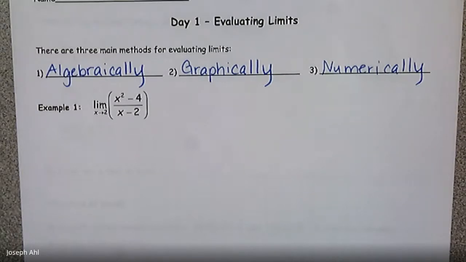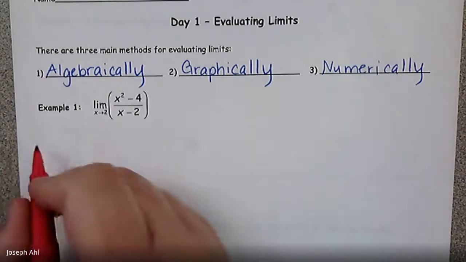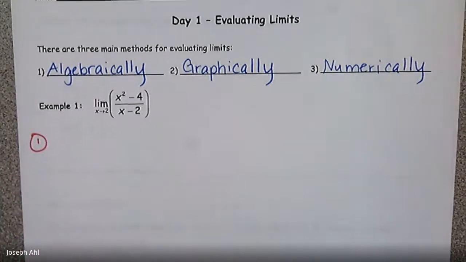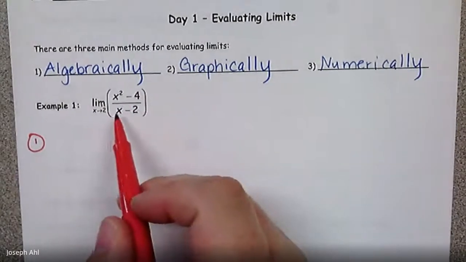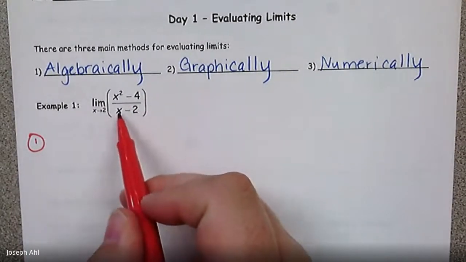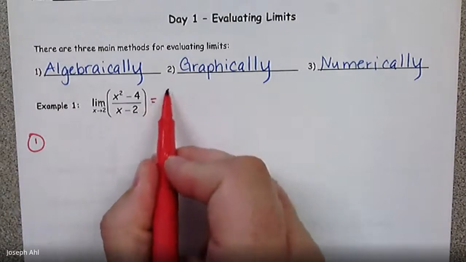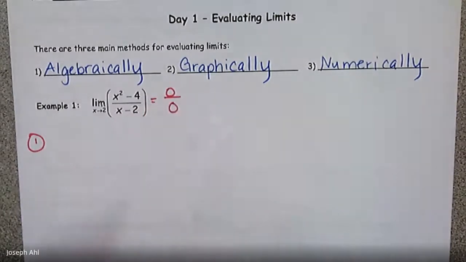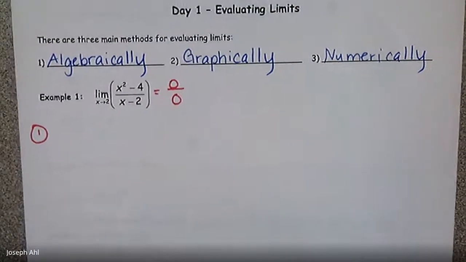If we take a look at these 3 approaches just for this first example, let's look at algebraically first. The limit as x goes to 2 of x squared minus 4 over x minus 2. If I just follow that technique of plugging in 2 to the top and bottom, 2 squared minus 4 is going to be 0, and then 2 minus 2 is also 0. I believe that you may have learned that form last year. It's called an indeterminate form. I think even Siri knows that.